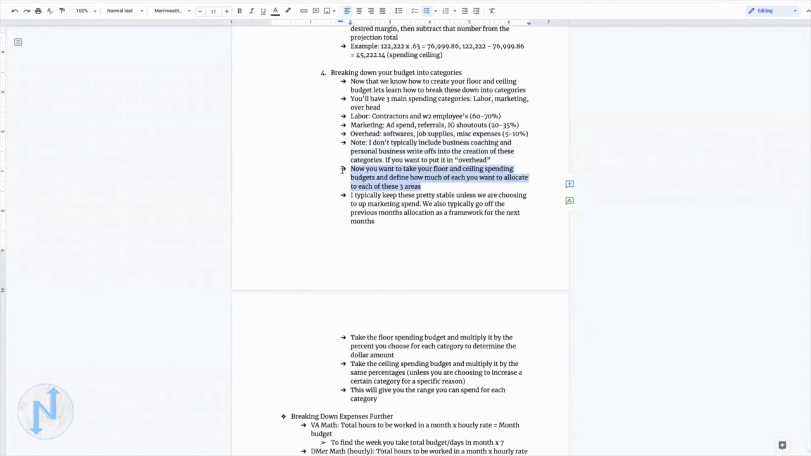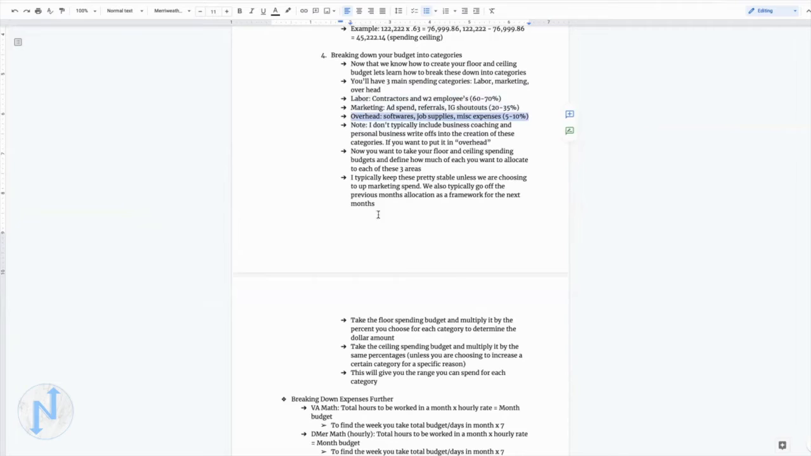Now you want to take your floor and ceiling spend budgets and define how much of each you're going to allocate to these three areas, right? So what is that going to look like for your floor and ceiling budget? What percentage of that is going to go to labor? What percentage of that is going to go to marketing? What percentage of that is going to go to overhead?